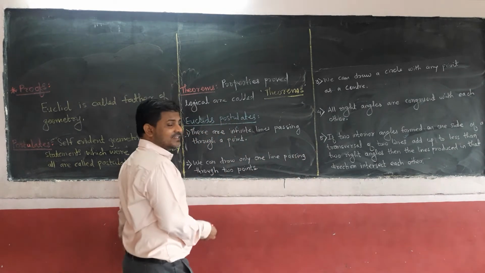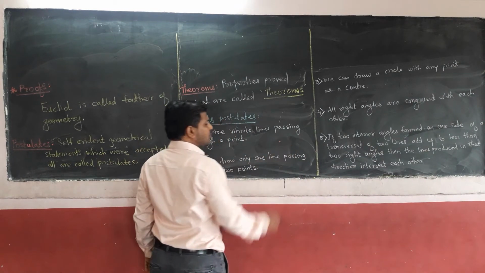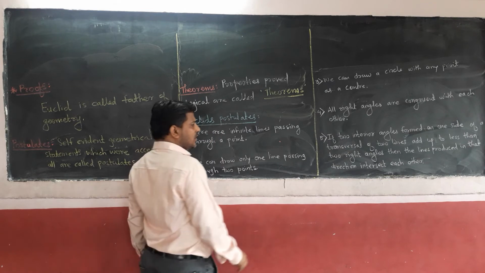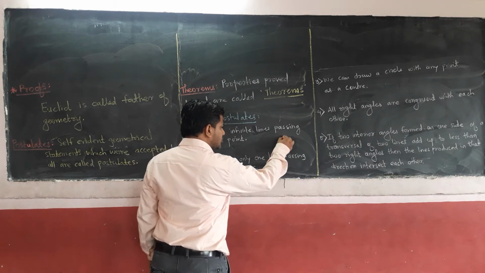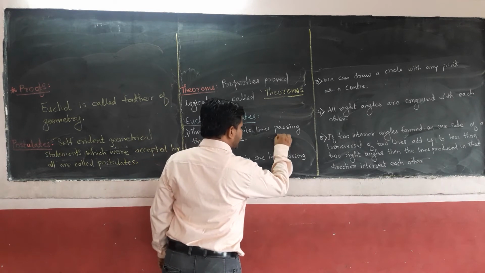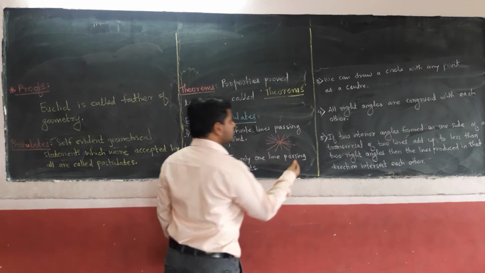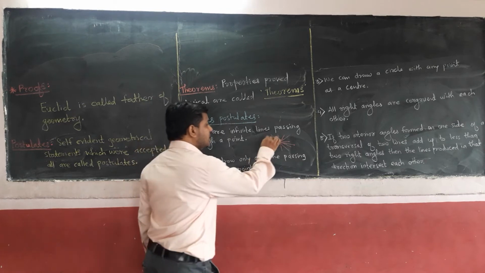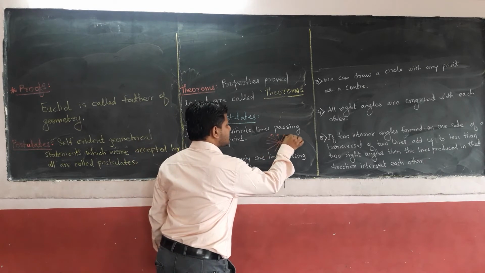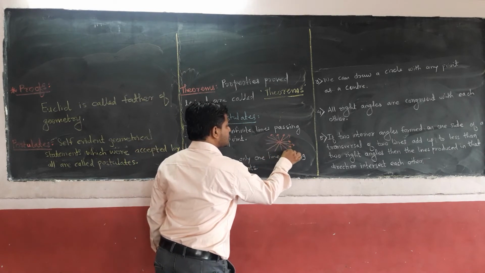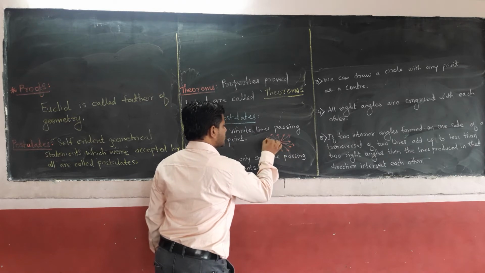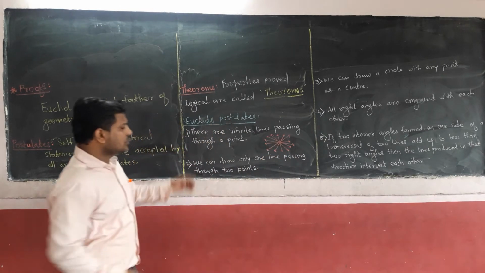Let us see practically whether it is true or not. Suppose a point is drawn here. Through a single point, how many lines can we draw? We can draw infinite lines passing through a single point. It is true and it is accepted by all. So this is the first postulate of Euclid.